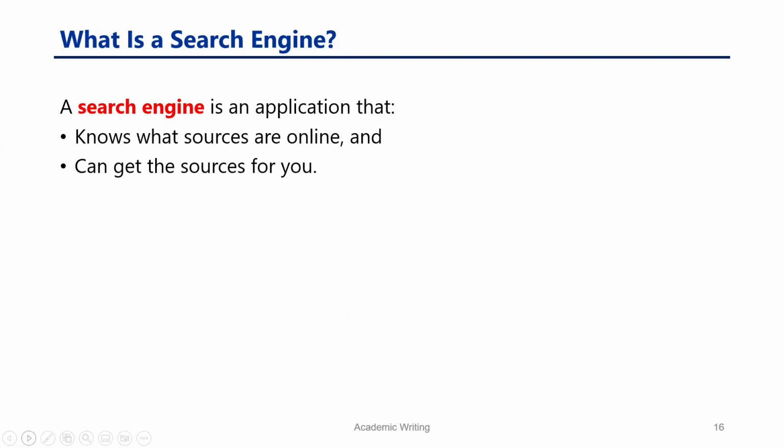And we use an application called a search engine to find information online. A search engine is a kind of an application that knows what sources are online, and it can go get those sources for you. So in some ways, it makes it easier than going through a library.